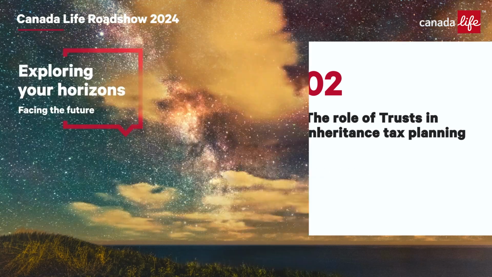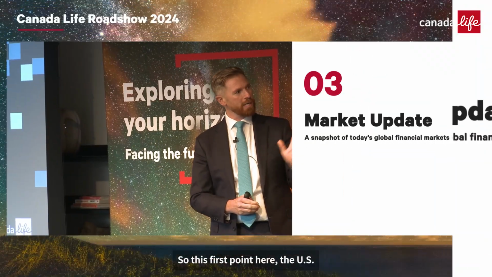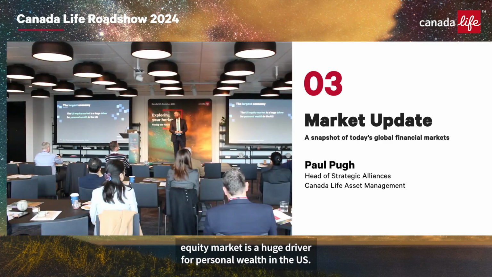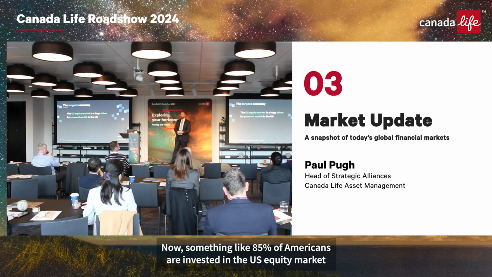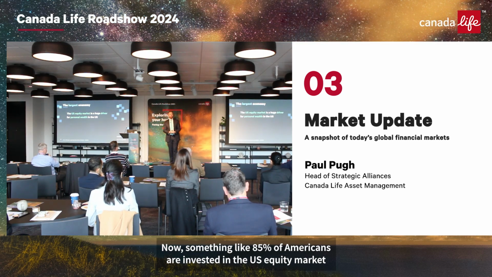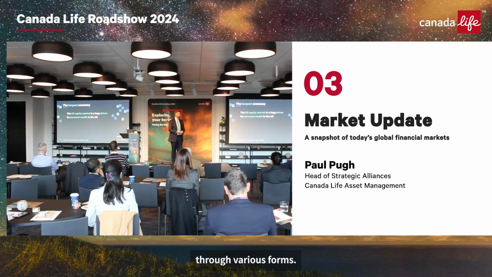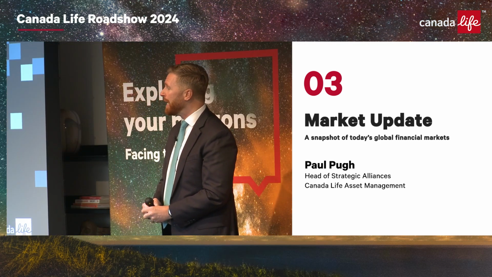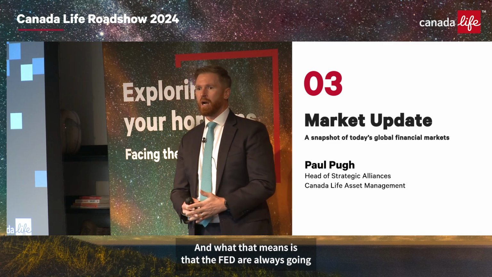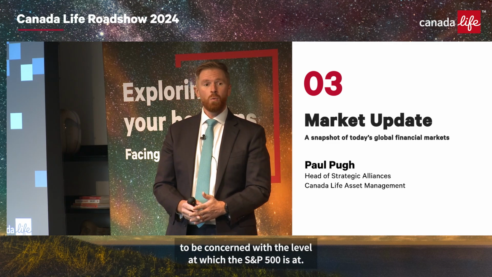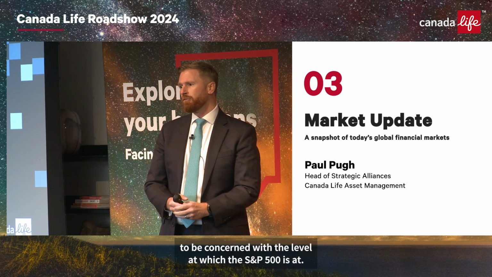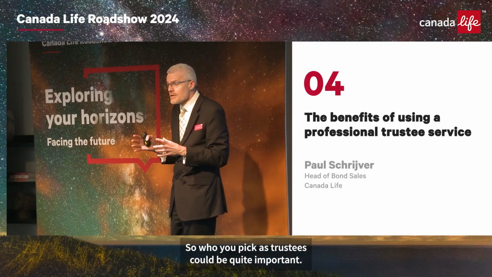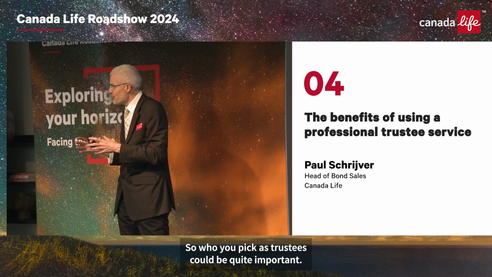So this first point here, the US equity market is a huge driver for personal wealth in the US. Now, something like 85% of Americans are invested in the US equity market through various forms, obviously through their 401ks and through other investments as well. And what that means is that the Fed are always going to be concerned with the level at which the S&P 500 is at. So who you pick as trustees could be quite important.